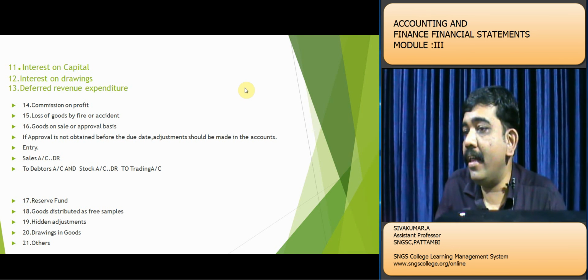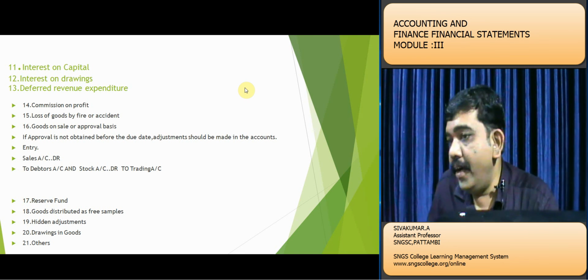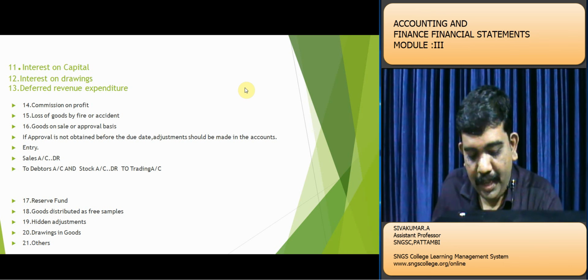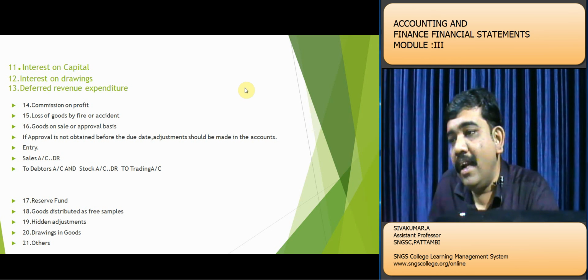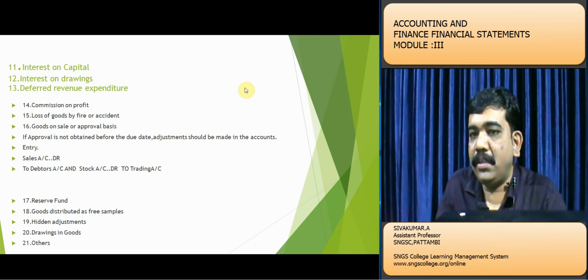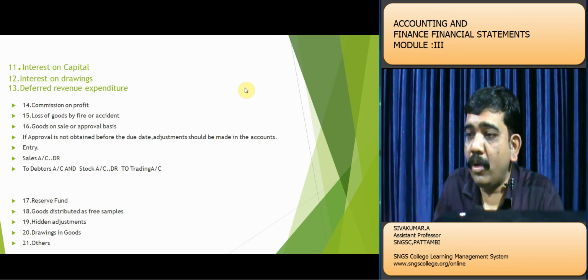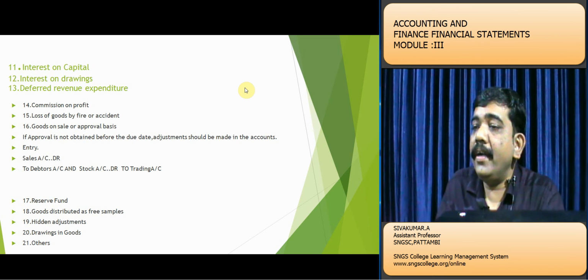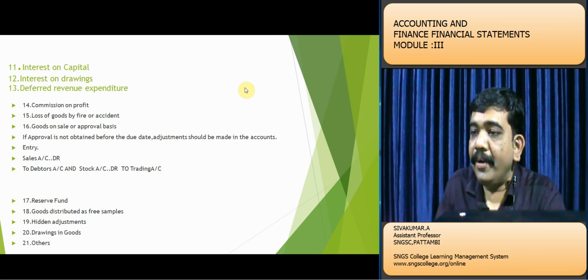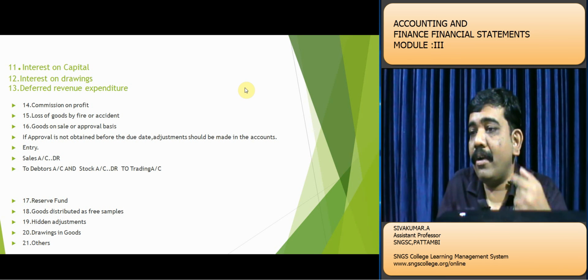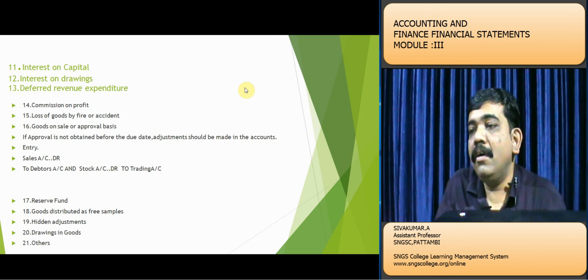Then interest on capital. First, you have to enter interest on capital as a debit item in your profit and loss account. Then you have to add interest on capital to the capital element in your balance sheet. Then interest on drawings. First of all, you have to show interest on drawings as a credit item in the profit and loss account. Then you have to deduct interest on drawings from the capital aspect of the balance sheet.